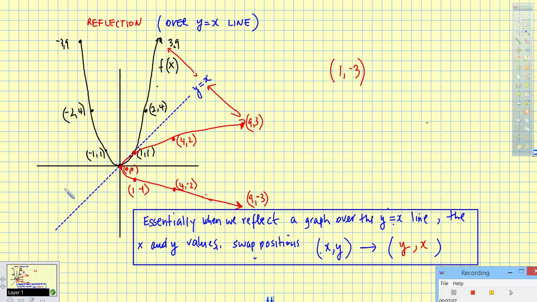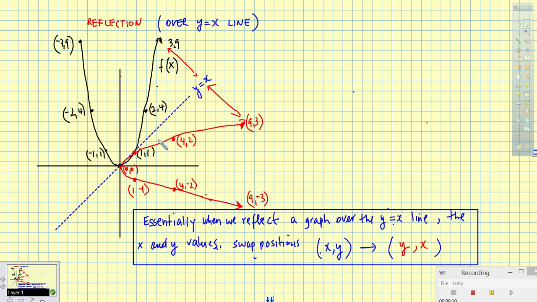When I reflect something over the y equals x line, what I am doing is swapping the values of x and y, the xy coordinates, so that they become yx. So if you take a look at the graph here on the side, my original black graph, the y equals x squared graph, has the points 0, 0, 1, 1, 2, 4, 3, 9, negative 1, 1, negative 2, 4, and negative 3, 9. In completing the reflection over the y equals x line, I will be swapping the x and y values. So my x will become my y value, and my y will become the x value.